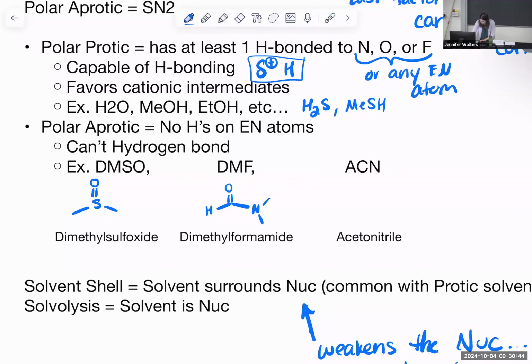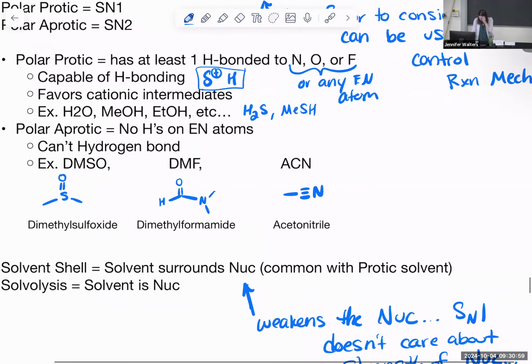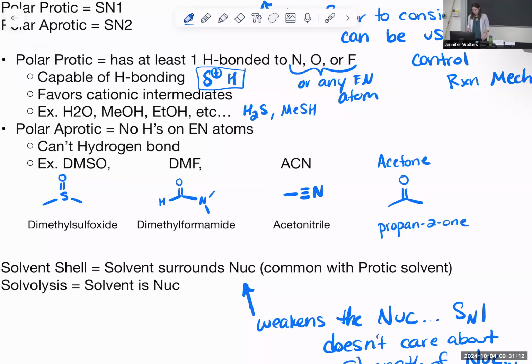Acetonitrile is where you have that nitrile, the carbon-nitrogen triple bond, and a methyl group on the end. So again, all of the hydrogens on carbon, so it is not protic. Another really common aprotic solvent that I didn't write in is acetone. It is actually 2-propanone, or propan-2-one. Is another very common aprotic solvent.